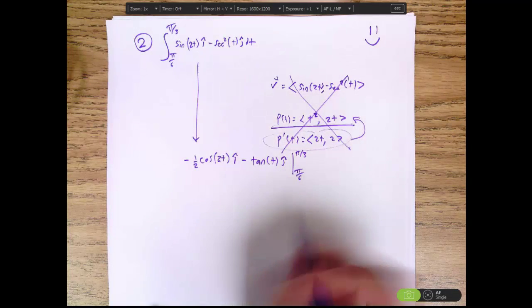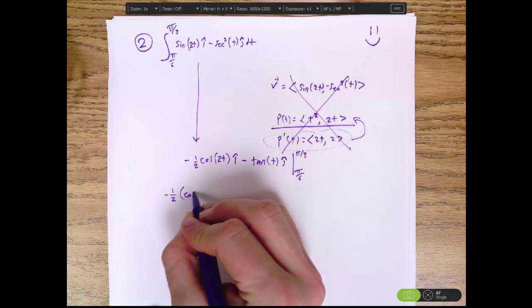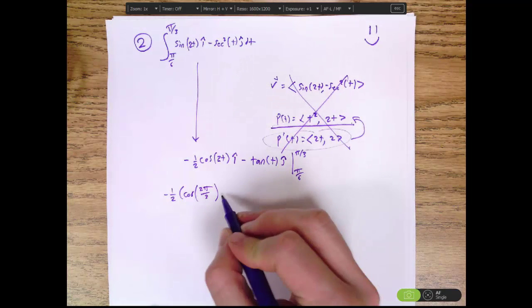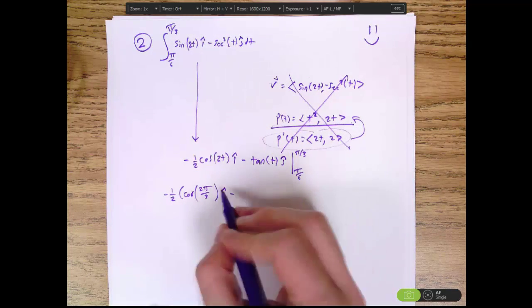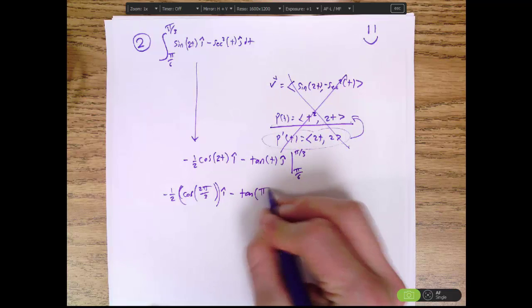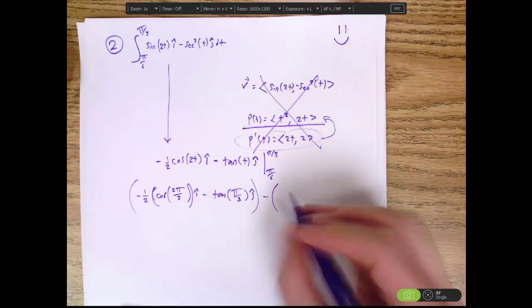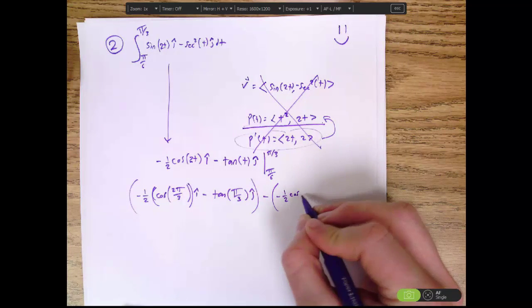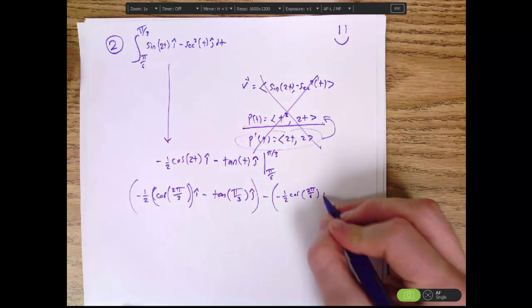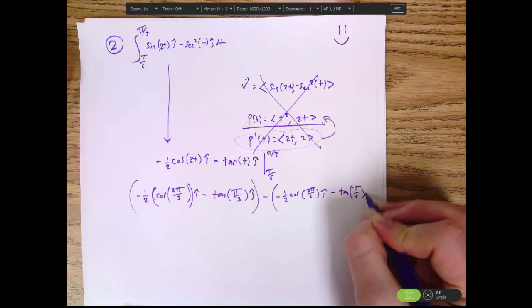So if I evaluate this, I'm going to have negative 1/2 cosine 2 pi over 3 i hat. Well, let's keep the i hat, j hat. Minus tangent pi over 3 j hat. So I've got all that minus the same thing evaluated at pi over 6, so minus 1/2 cosine 2 pi over 6 i hat minus tangent pi over 6 j hat.